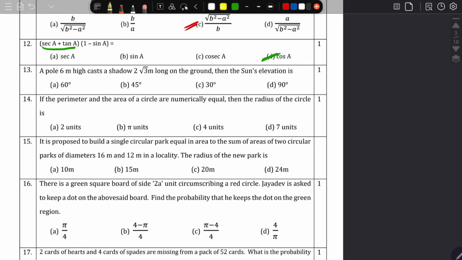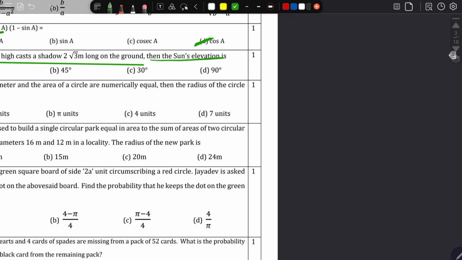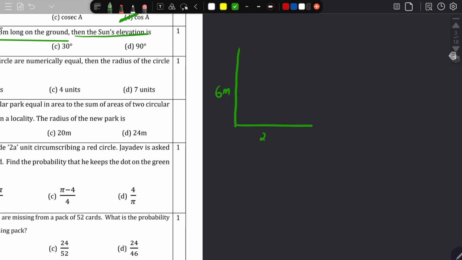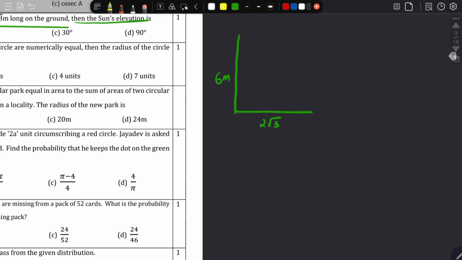Let us move to question number 13. According to the question, a pole 6 meters high casts a shadow 2 root 3 meters long on the ground, then the sun's elevation is dash. So, given a pole of 6 meters, the 6 meter pole casts a shadow of 2 root 3, and how much is the angle of elevation? So let us imagine the angle of elevation is theta.